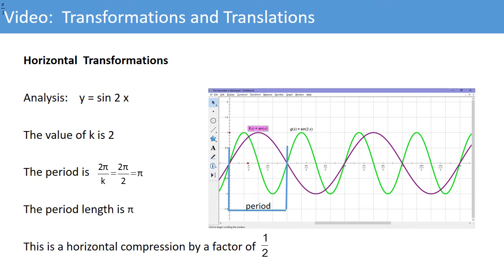Some people find this a little confusing. If the value of k is 2, you would think it's a stretch. But keep in mind the definition of period. The value of k becomes the denominator, which makes it a compression. Don't be tricked by this.